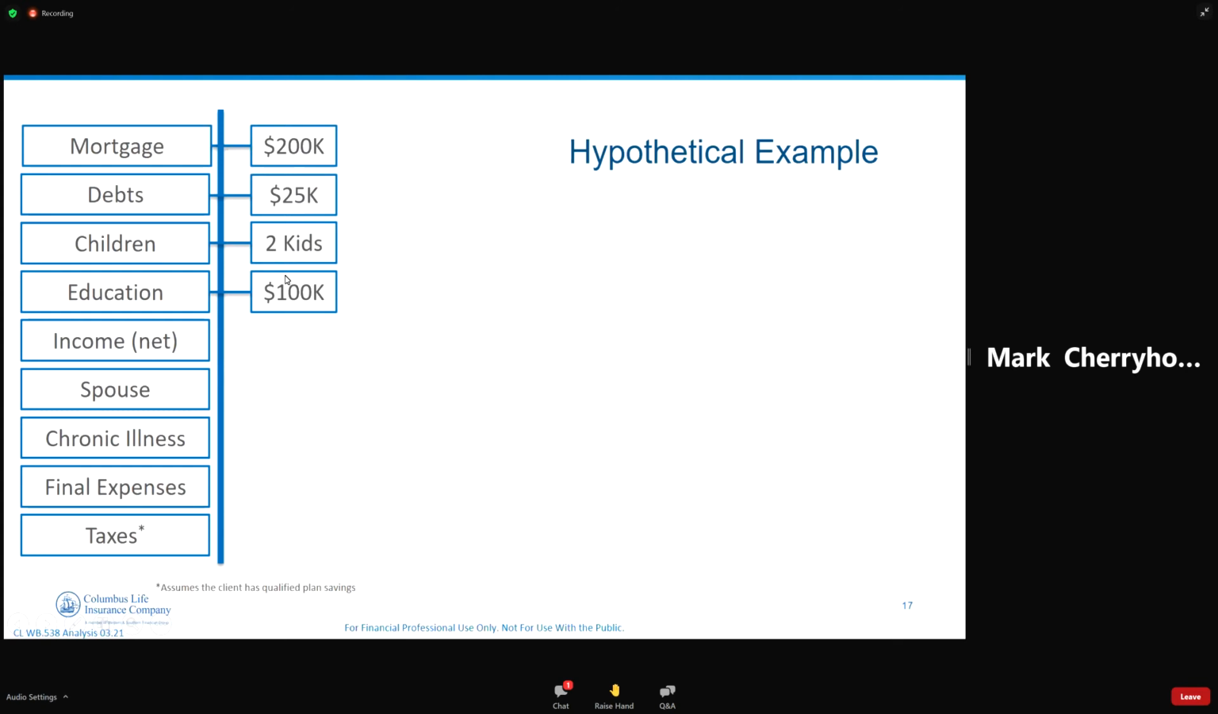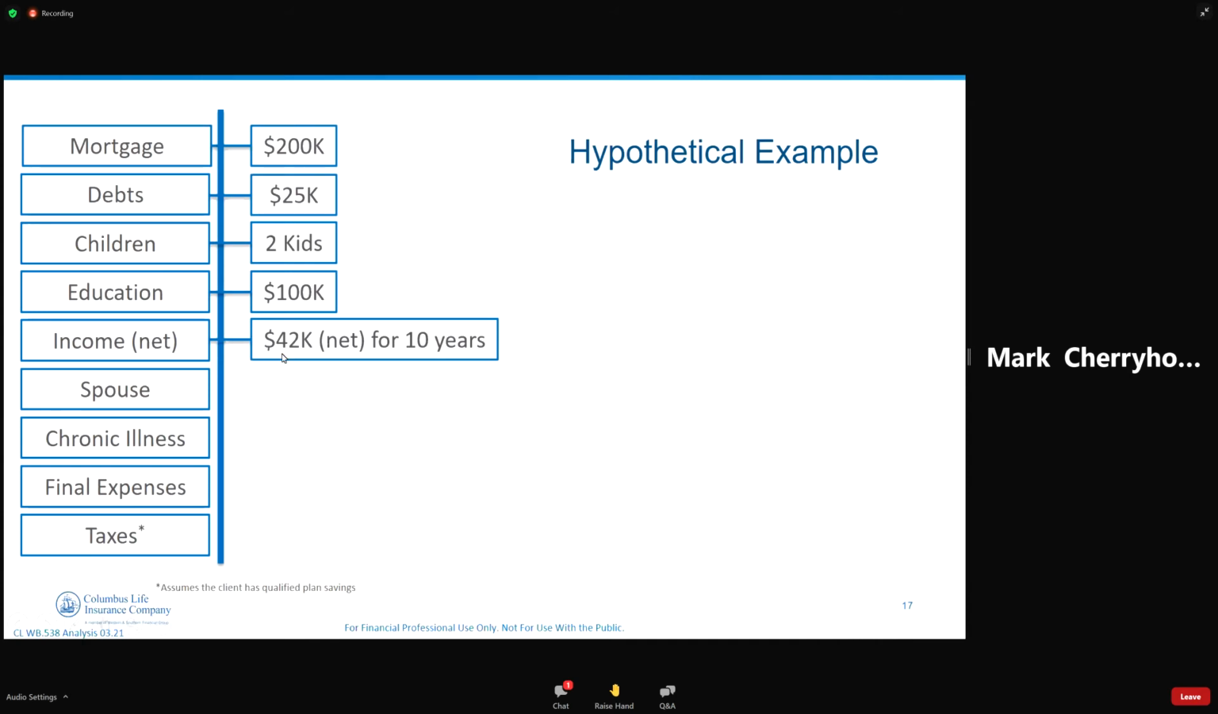I'm making this up, folks. You can use any number you want to, but we use $50,000 for 2 kids. That's $100,000 that we need to earmark for education. In addition, his net income, he's making $70,000. So, $70,000. And again, this is a hypothetical number, folks. But if I took 60% of his gross income, the net income is $42,000.